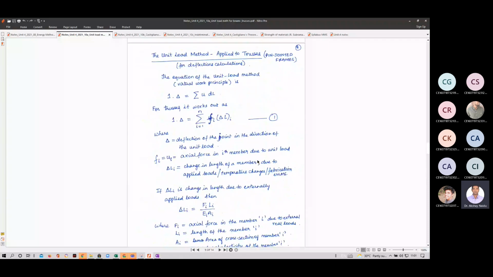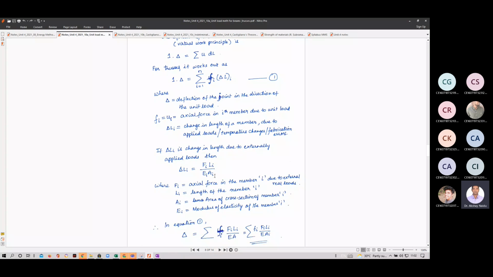So for the unit load method to be applicable to a truss, again, virtual load times delta is sigma u dl. Now this u works out to be the forces in the members due to the unit load, small f. Okay, f or u_i is the axial force in the ith member due to the unit load. And delta L is the change in the length of the member due to the applied loads. Okay, due to the applied load.